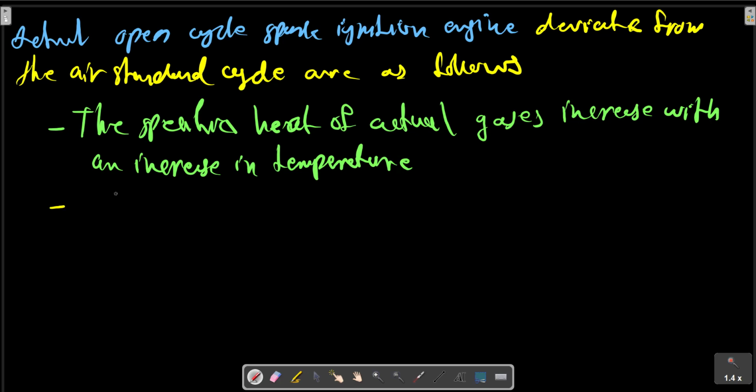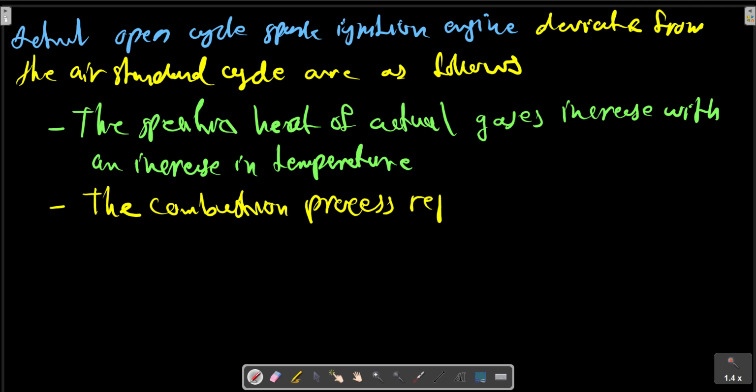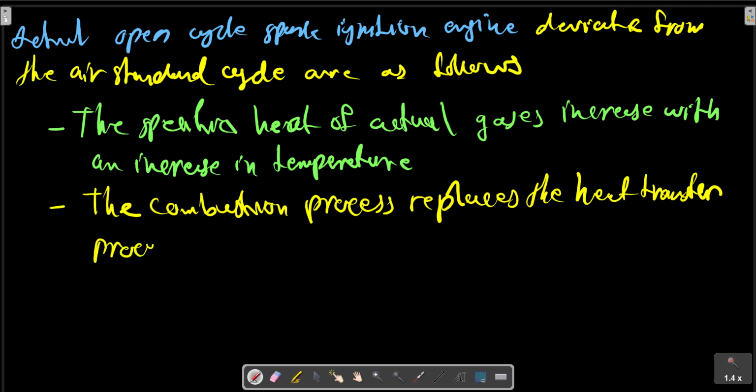The combustion process replaces the heat transfer at high temperature. And combustion may be incomplete.